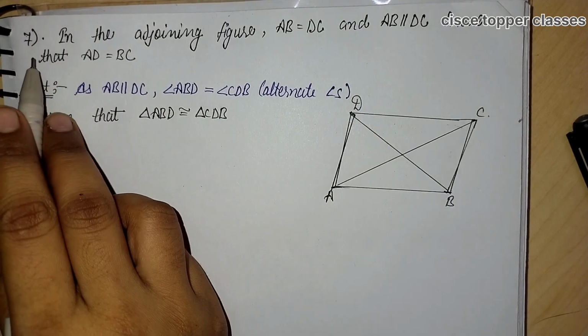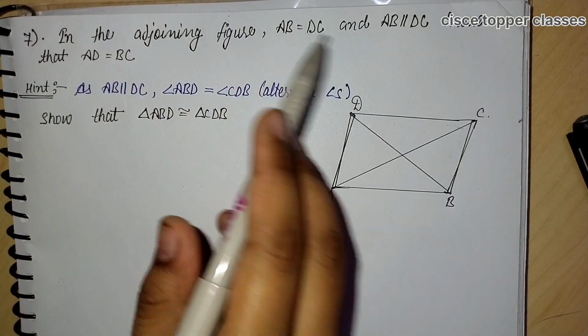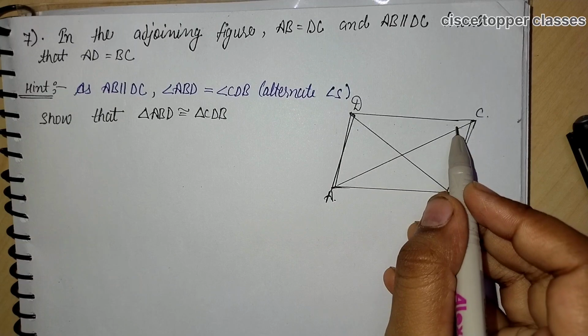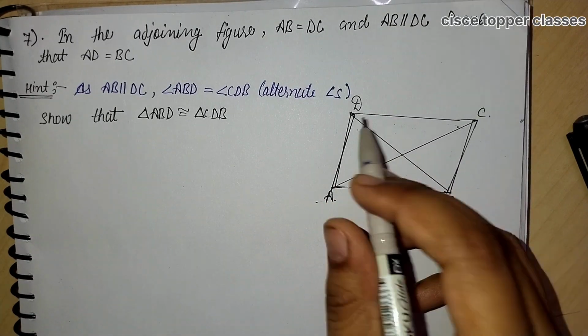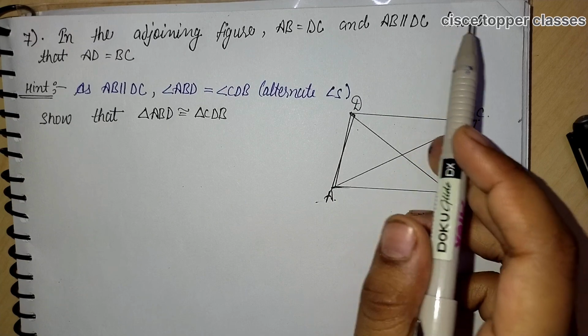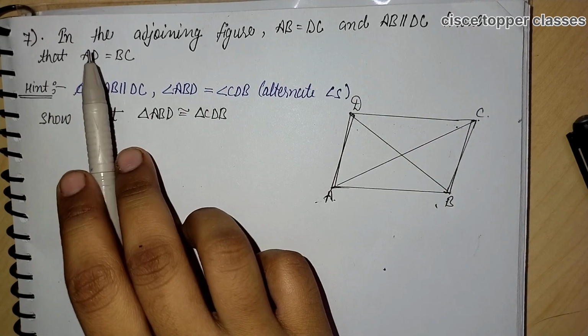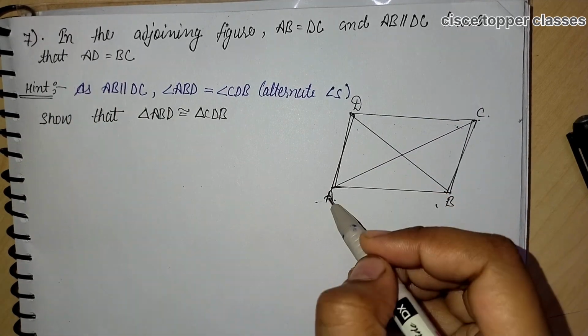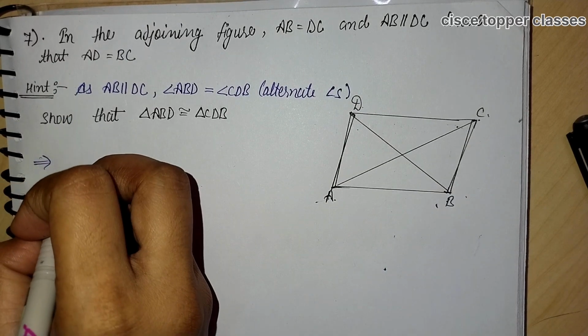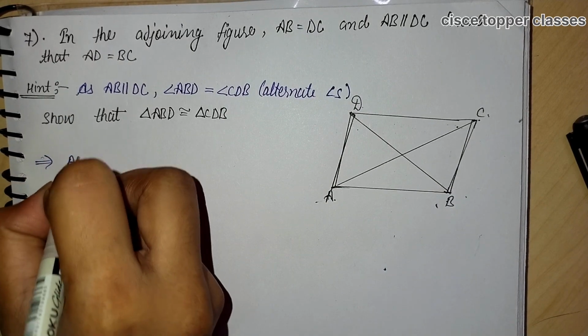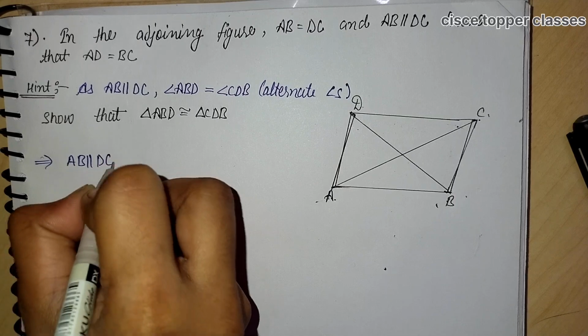Let us solve the seventh question here. In the adjoining figure, AB is equal to DC and AB is parallel to DC. Means this is parallel to this DC. So we have to prove that AD is equal to BC. Means AD is equal to BC. So simply firstly we will have that AB is parallel to DC.